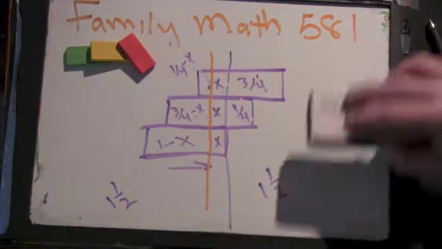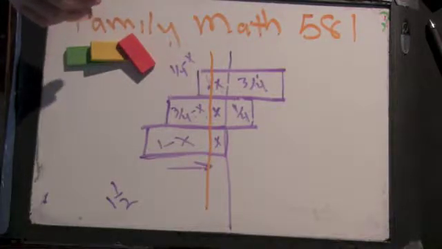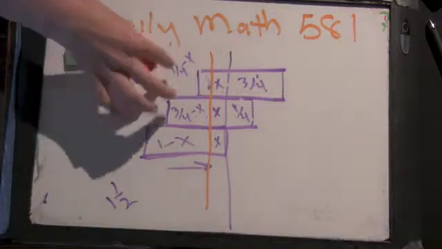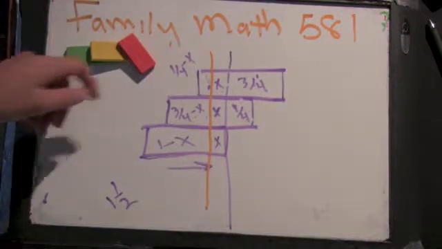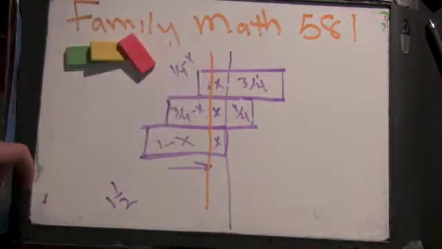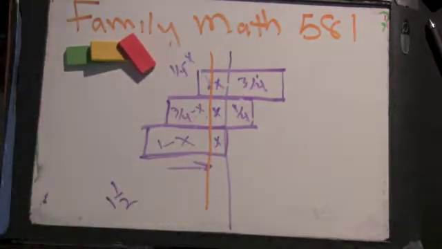So what can I do now to solve for x? Well, you have to kind of cancel things out. You can set up an equation here that says 1/4 minus x plus 3/4 minus x plus 1 minus x equals 3x plus 3/4 plus 1/4.